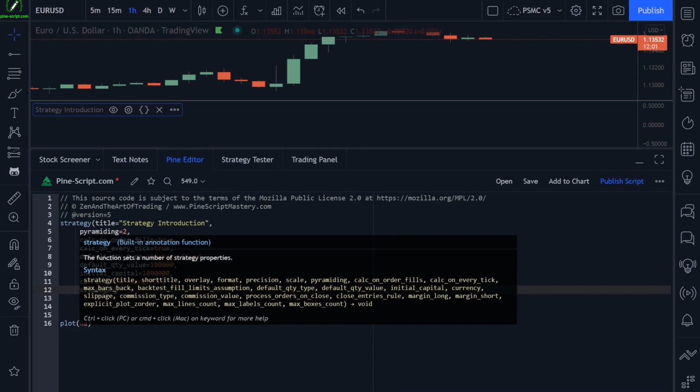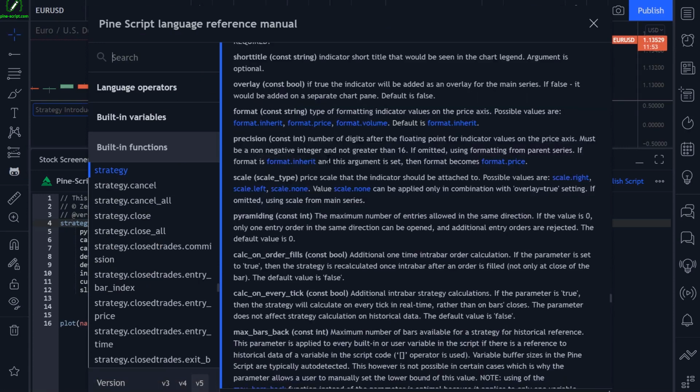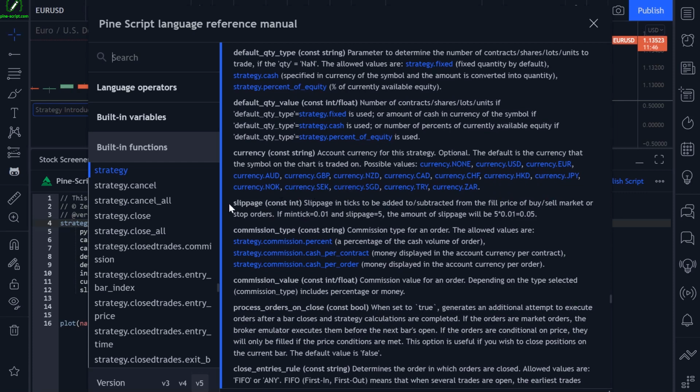Slippage. So slippage simulates slippage on your trades. If I scroll down here, let's read the official description so that I'm not getting this wrong. Slippage is how many ticks to be added or subtracted from your fill price of your buy and sell market or stop orders. So this simulates slippage. Slippage is basically being filled at a worse price than you expected. It's a common occurrence, especially in Forex markets, when using market orders, and stop loss orders, which are converted into market orders when they're hit. So you can simulate the cost of slippage in your scripts.